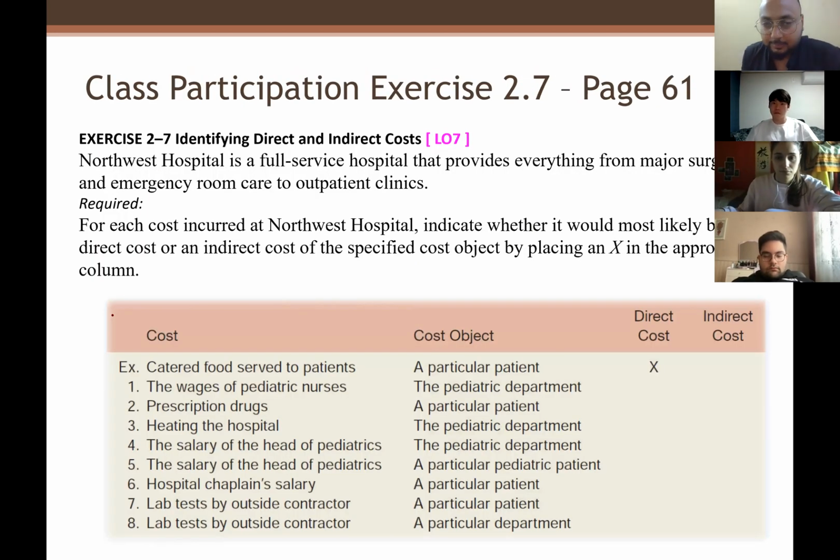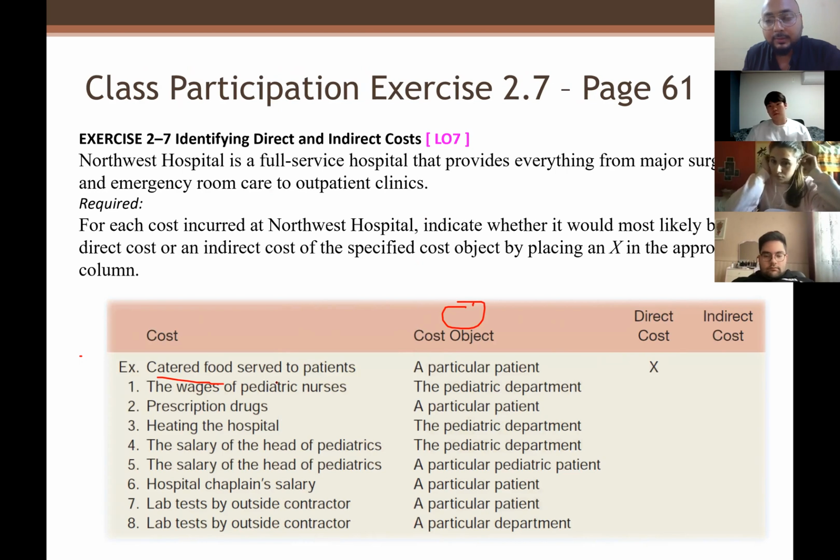So find out direct cost and indirect cost, and remember one more thing. Direct cost and indirect, we already talked about that. So what is the cost object which drives this cost? All you need to do is mention that. So I'm going to set up the breakout room activity. Please read the question.